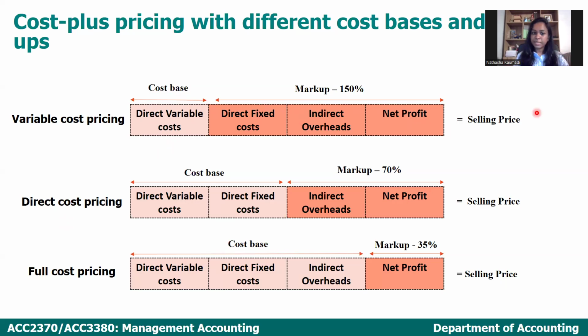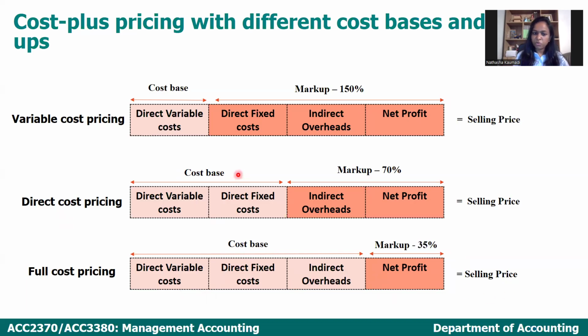But in some organizations, you can trace direct variable as well as direct fixed cost. Then you can add a comparatively lower markup and decide the selling price. So it's all about the traceability. If you can trace more and more cost elements, you can add a lower markup that is only sufficient for the net profit and decide the selling price.